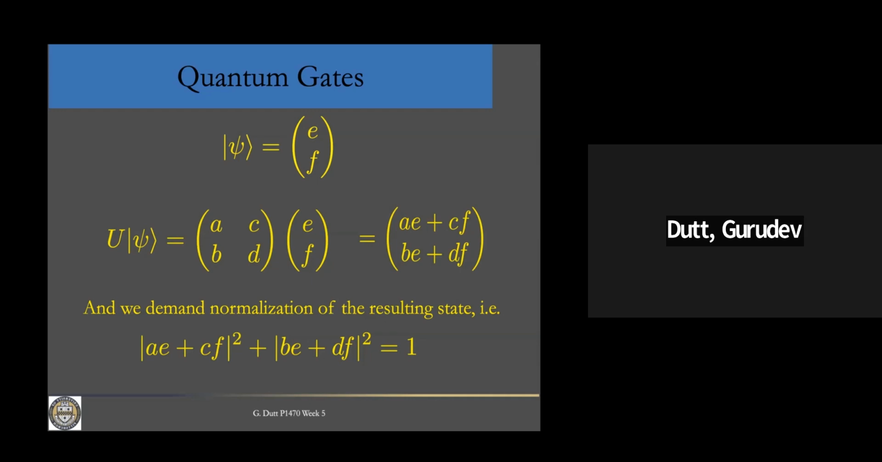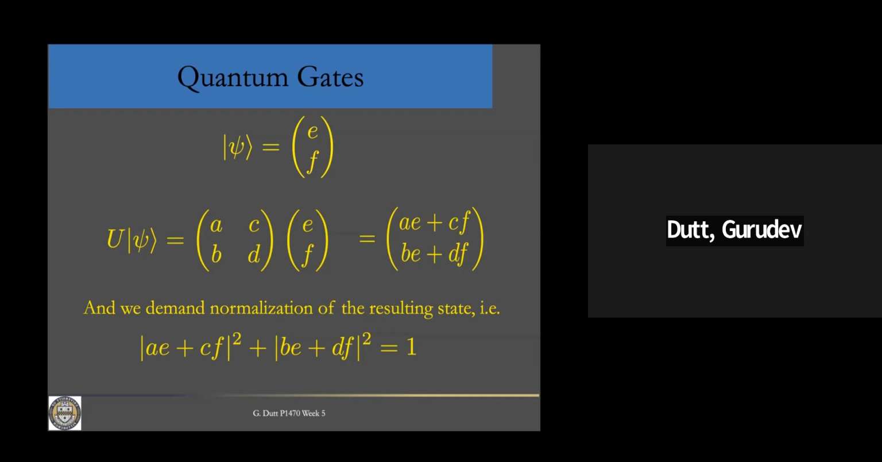So the coefficients A, B, C, D have to satisfy, for any choice of E and F, as long as E and F themselves are a normalized state, that the output state must also be normalized. With that condition, we have then guaranteed that this gate is a valid quantum gate.